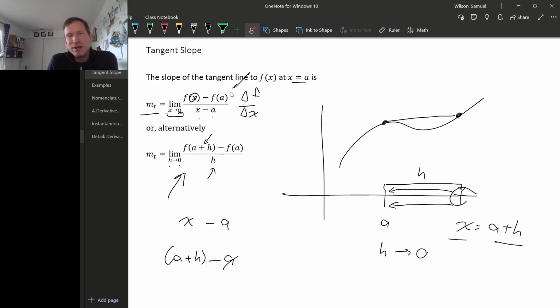The a's cancel, and you just get h. So you can see these two limits are really calculating the same thing. They're just slight variants of each other. And it turns out, experience shows, that the second one is usually the easier way to write down your limit. So with this in mind, let's try a couple examples.